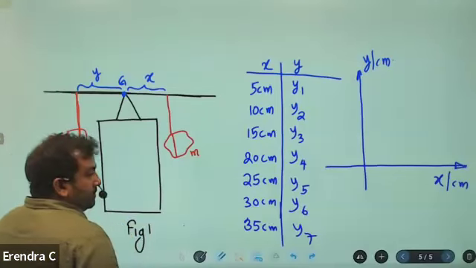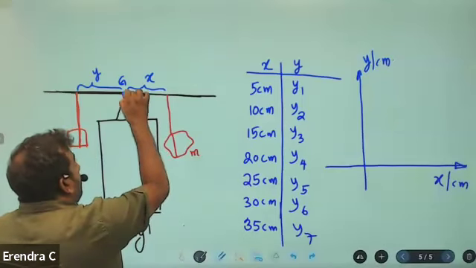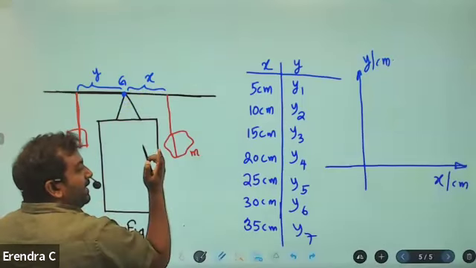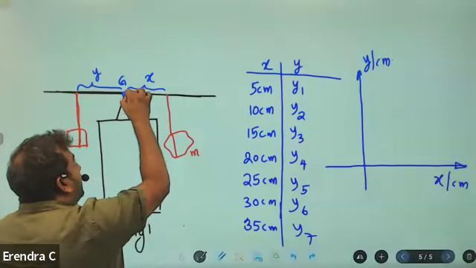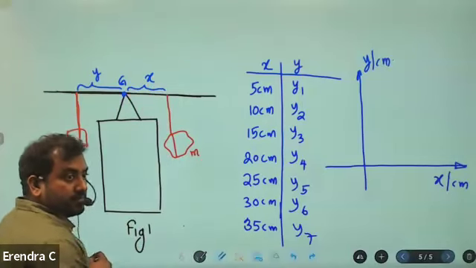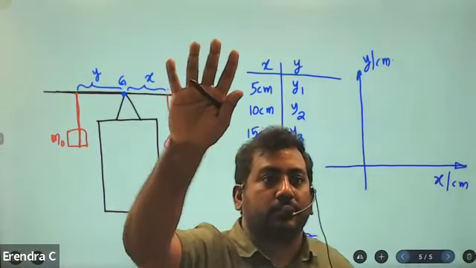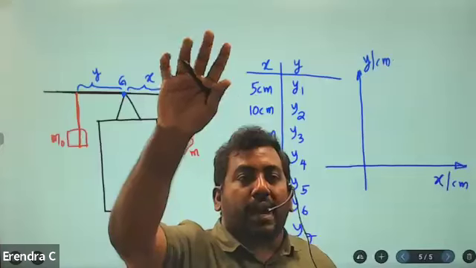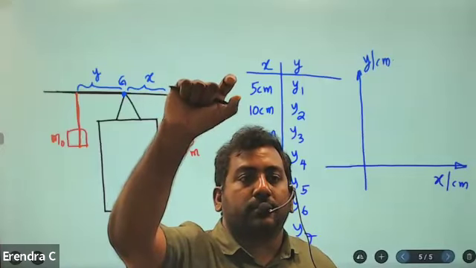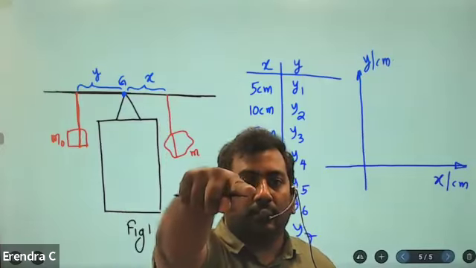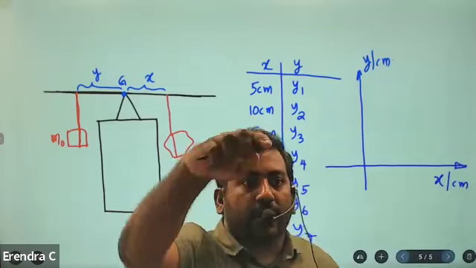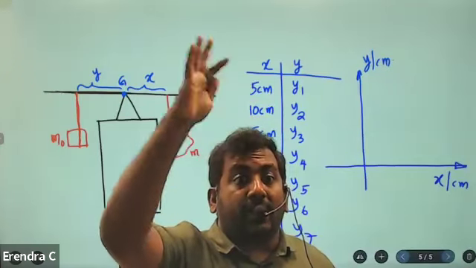Look at the board. From here, 5 centimeter. Normally, most of you might have started from 10 centimeter. People who started from 5 centimeter, put your hands up. People who started from 10 centimeter. People who started somewhere beyond 10 centimeter.